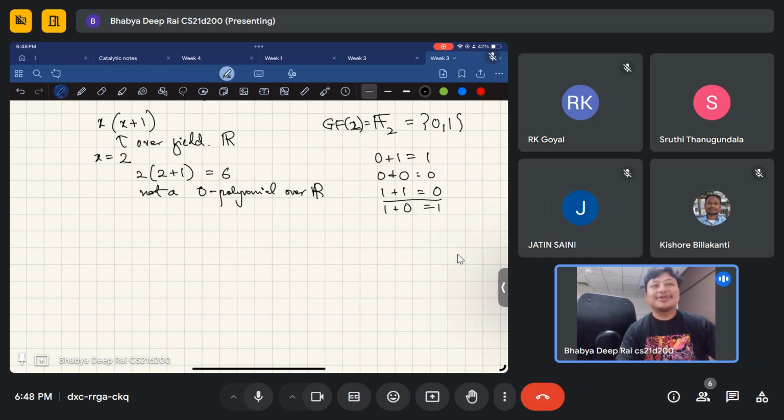Because it's most natural to talk about real numbers, right? But there are things bigger than real numbers. For example, complex numbers, right? Complex numbers contain real numbers. So there are bigger things than real numbers. Similarly, you can ask the same questions, like, does it work for complex numbers? I mean, within complex numbers also, is it a zero polynomial? You can ask these kinds of questions.